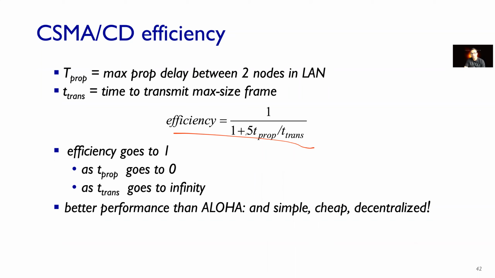So it has been shown that the efficiency of this sort of network can be approximated like that, where T-prop is the propagation delay, the maximum propagation delay between any two nodes. T-trans is the time to transmit a maximum size frame. And so effectively, because T-prop is usually very low, it almost tends to 0, and T-trans is usually very high, so the efficiency of CSMA-CD can be fairly high. It can be much higher than 37%, for example, right?